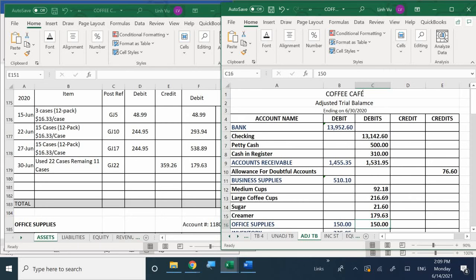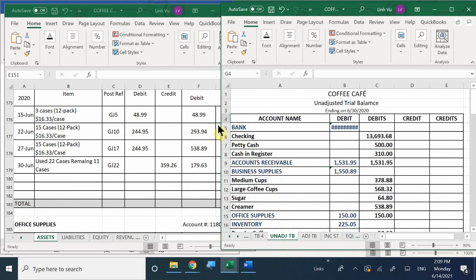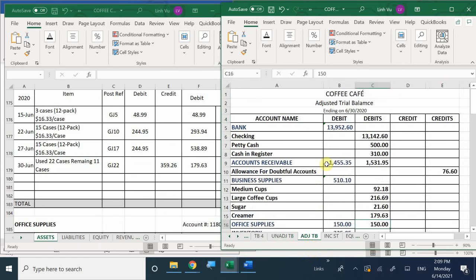$510.10 worth of business supplies left in my business supplies. That's how much I have left, $510.10. So if we compare and contrast, by looking at our unadjusted, our business supplies was at 1550.89. Now it's down to 510 because we used and got rid of these items. Every time we sold a cup of coffee, that's one coffee cup that we sold or got rid of. So this is how much I have left on hand, $510.10 worth of business supplies.